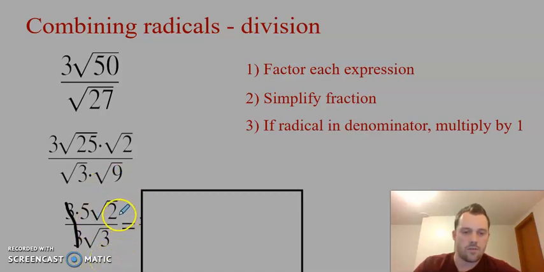Even if the numbers inside were, like, 2 and 6, well, 2 over 6 as a fraction, we can simplify to 1 over 3. But if it's root 2 over root 6, it doesn't work the same, because they're inside the radical. So we're going to leave this as 5 root 2 over root 3.